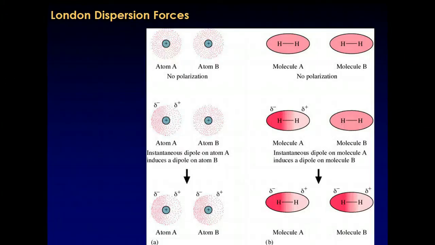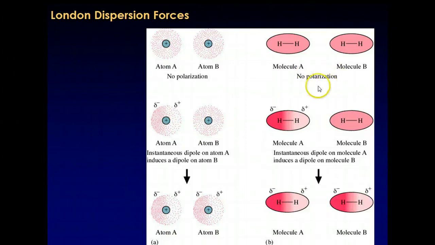So here's a couple of examples of London dispersion forces. In the one on the left, we have atoms. We see here that the electrons are pretty much evenly distributed, and now all of a sudden on atom A we have more of the red dots on the left side, so we have more of a negative side to that atom and more of a positive side on the right. That's going to cause atom B to become instantaneously polar, because the positive side of atom A is going to attract more electrons from atom B over to that side.